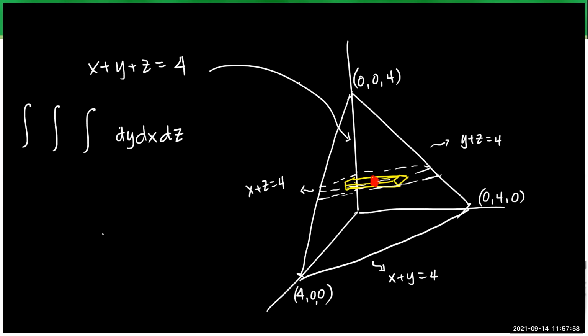Z. Now, yung y ko, ano yung limits? From 0 up to where? Up to the surface. What is the surface, guys? 4 minus x minus z. Mawawala. Kumbaga kukunin nyo, y equals what? Y equals 4 minus x minus z. Very good.